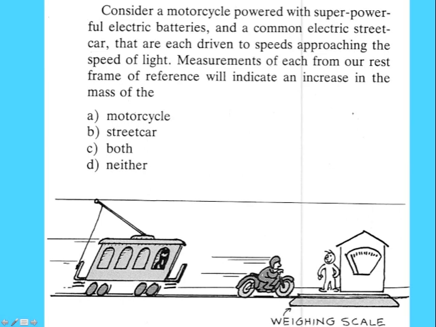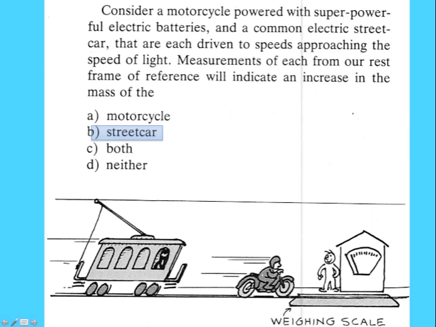And so we measured their masses before they started going, and now we're going to have them zoom over a scale and measure their weight and then calculate their mass. Which one would go up? I'll pause it and think. Okay, you're back. It is only the streetcar.